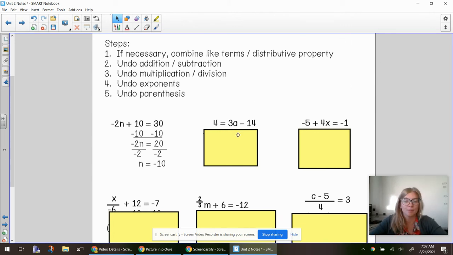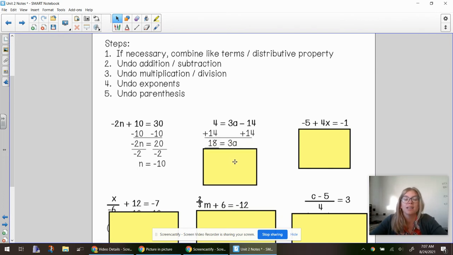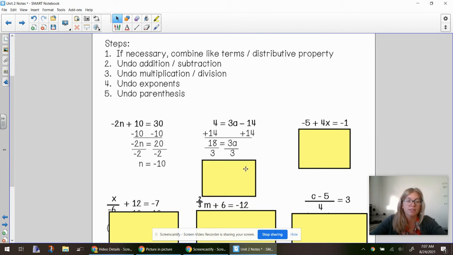In the next example, we are going to also start by undoing addition and subtraction. 4 equals 3a minus 14. On the side of the equal sign with a, we see minus 14, so we're going to undo that first by adding 14 to both sides of the equal sign. That gives us 18 equals 3a. 3 and a are being multiplied, so we're going to divide by 3. And that gives us a equals 6.